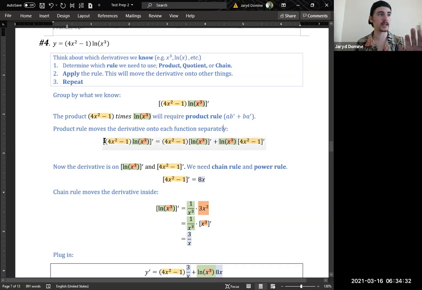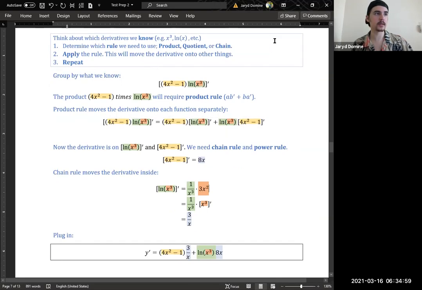If I expand this derivative out, I have the first term right here times the derivative of the second term, that's the derivative of natural log of x cubed, plus the second term times the derivative of the first term. So I've broken this derivative of the product into these two individual derivatives, and now they're separate. We have two different derivatives now. To do them, we need the chain rule for the first one and the power rule for the second one.